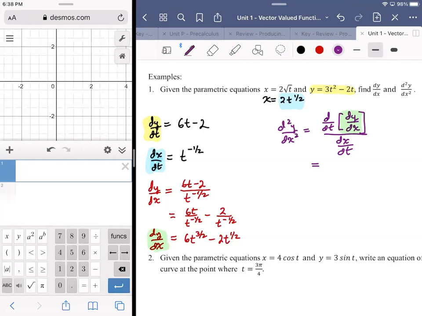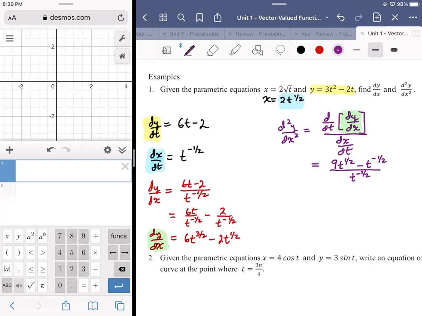So the numerator is going to be, we're going to multiply 6 by the 3/2, so it's a 9 t to the 1/2 minus t to the -1/2. That's up top. All right. So just double checking, because that's kind of thing I usually screw up, the simple stuff. The denominator is just going to be dx dt, which we already know is t to the -1/2.